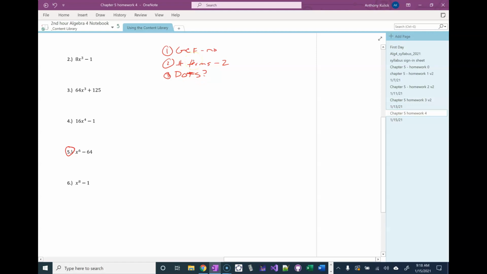That is a difference of 2 squares. So the exponent is even. There's subtraction. And then 64 I recognize as something squared. So I can write this as something squared minus something squared. Now x to the 6th is just 6 x's, right? So if I divide those up into 2 groups, you'd have 3 x's in each group. So x cubed squared is x to the 6th. And 64 we should just recognize as 8 squared. So I can factor that then using my difference of 2 squares rule.